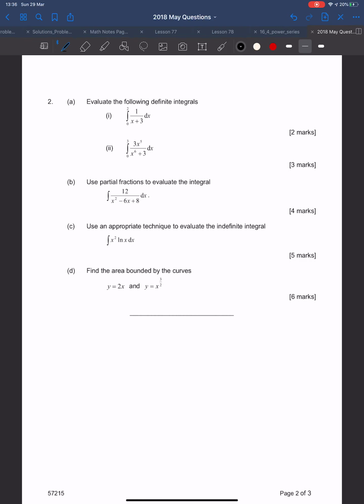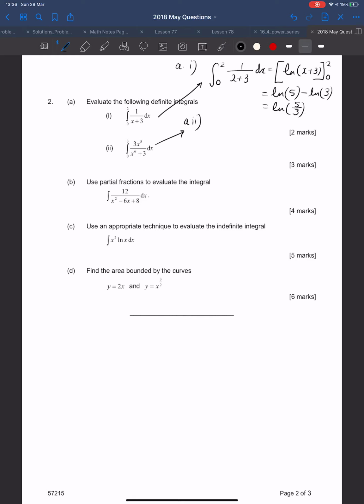Right, number 2, integration. The integral from 0 to 2 of 1 over x plus 3 dx. That's ln |x + 3| between 2 and 0. So it's ln of 2 plus 3, which is 5, minus ln of 0 plus 3, which is 3. So it's ln of 5/3. That's part 1, A2.